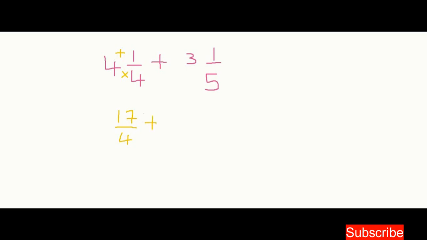So let us work out the other side. So 3 times 5 is 15 plus 1 is 16. So 16 over 5. What do you notice here? We have two improper fractions because the numerators are bigger than the denominators. So remember that the top number here is called the numerator, while the bottom number is called the denominator. Don't forget.